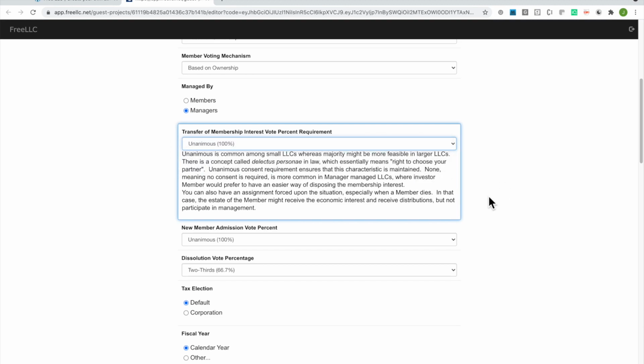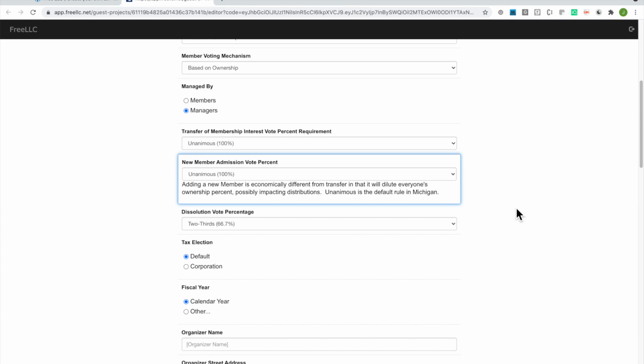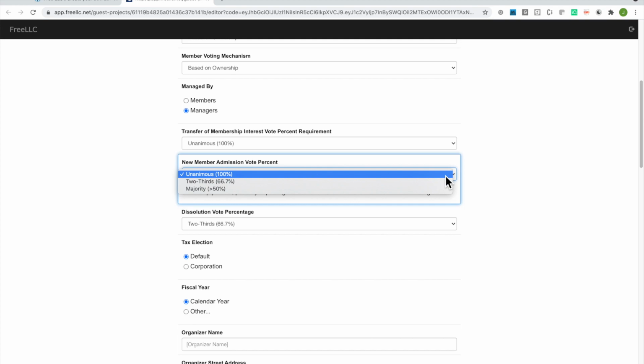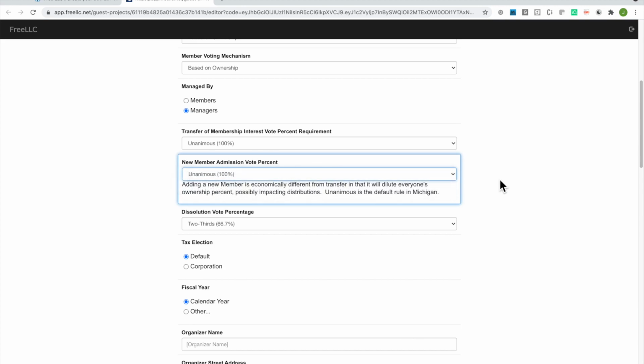Next item is the threshold for the admission of a new member. Sort of similar in concept. A company's ownership, remember, can only add up to 100%. So when a new person comes in, it's going to lower everyone else's percentages, and that might have an impact on your distributions and so on. So again, the default rule is unanimous consent, but 100% is hard to maintain in a large organization. So you might lower that.